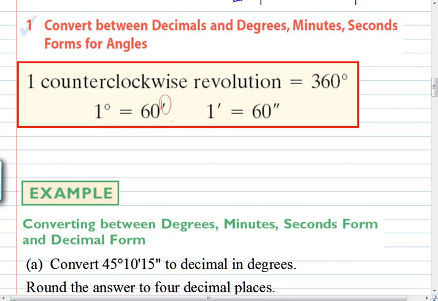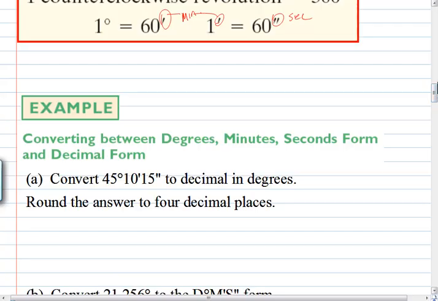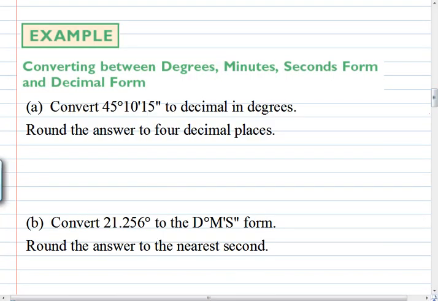This little tick mark right here is what we use for minutes. And just like there's 60 seconds in a minute in time, there's 60 seconds in a minute in angle measure. It's just a way to refine how accurately we measure our angles. In this problem right here, we're going to be looking at converting between degrees, minutes, seconds, and decimal form. So we want to convert 45 degrees, 10 minutes, and 15 seconds to decimal degrees.